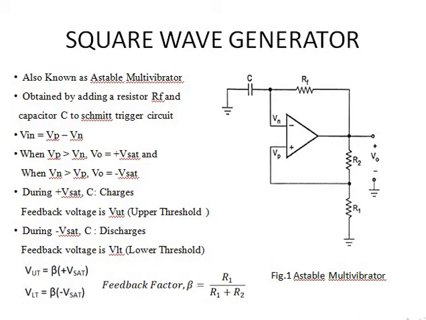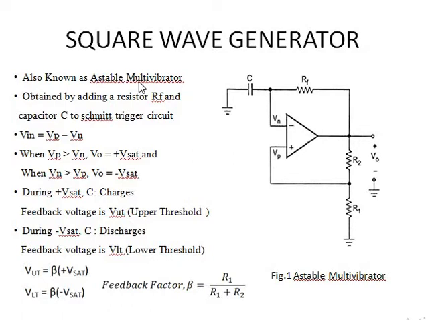Hello all. So today I'm going to discuss the working of a square wave generator. This is the circuitry for that, and here we can see an op amp, and we have a resistor RF, capacitor C, and in the feedback circuit we have two resistors R1, R2, and here the feedback is positive feedback.